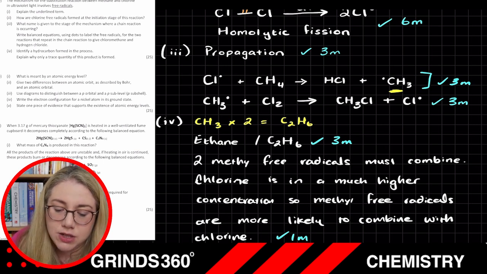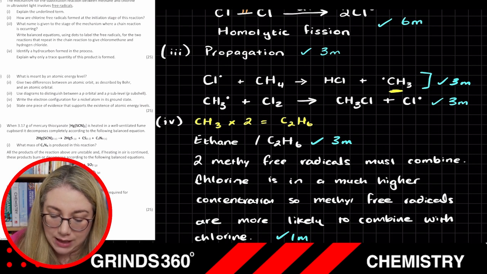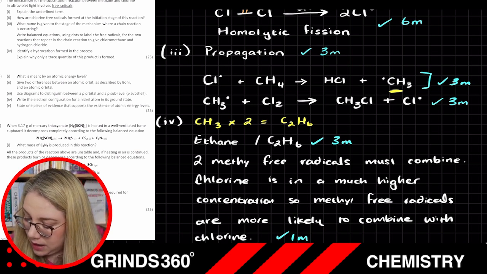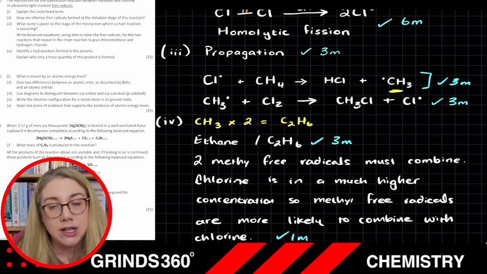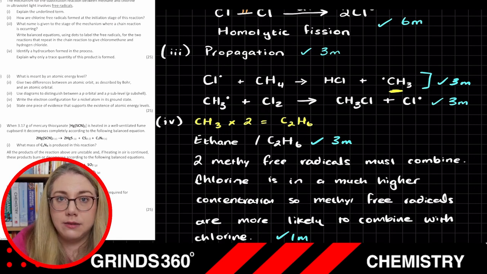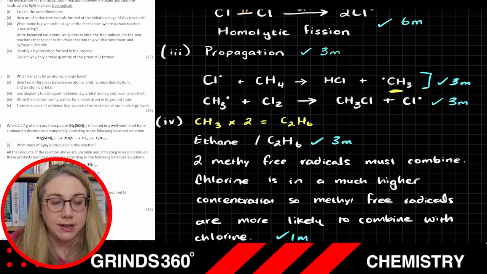You can say the concentration of methyl radicals is small, the collisions of methyl radicals with chlorine is more likely, or the chlorine concentration is greater than the methyl radical concentration, or there's more chlorine present than your methyl radicals. So, by saying chlorine is in a much higher concentration than the methyl free radicals, I have actually got that last markable point because it's an equivalent answer. Now, that one was marked quite leniently, so as long as you're getting across that you have more chlorine than your methyl free radicals, you're absolutely fine. Your examiner is going to give you the marks there.